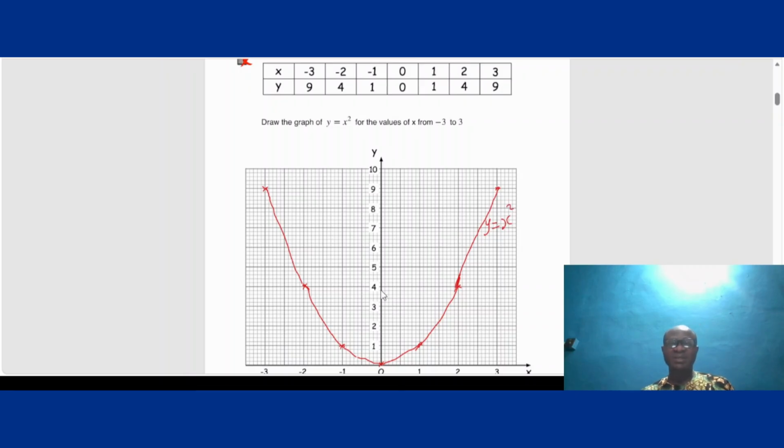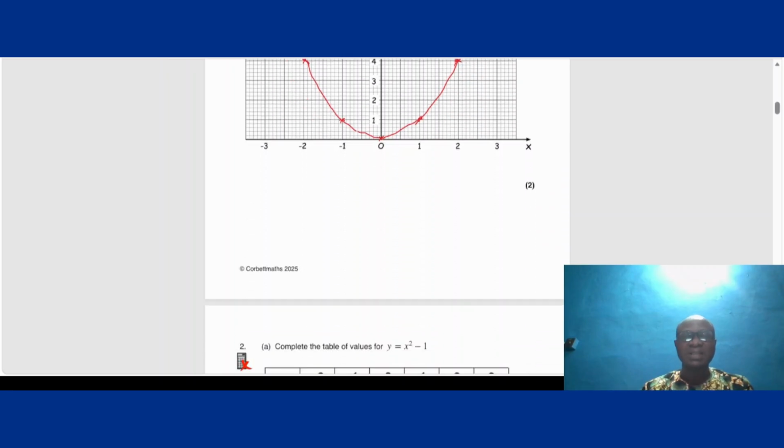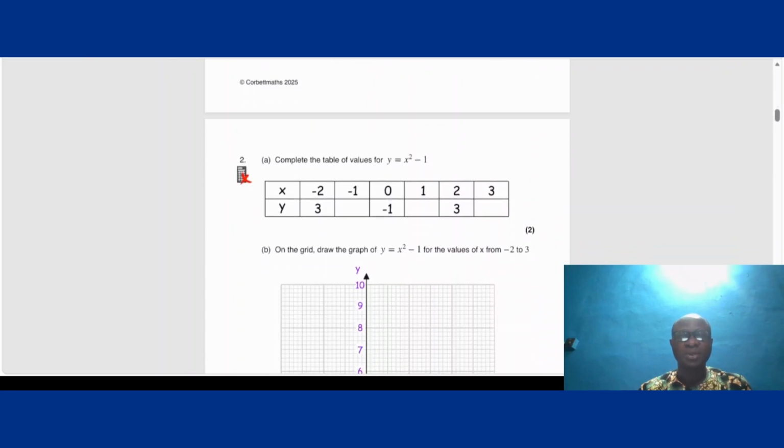Can you see that? Yes, sir. That is how that graph is meant to curve for the completed table. Now let's look at the second one. 2 spaces are open. 2 values of y are missing. We come here. It is y equal to x squared minus 1.